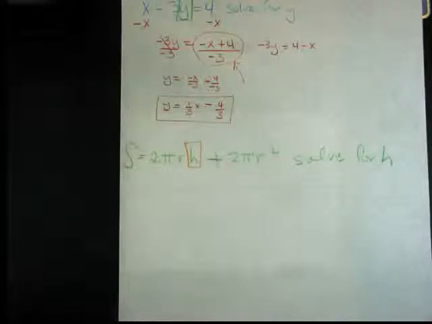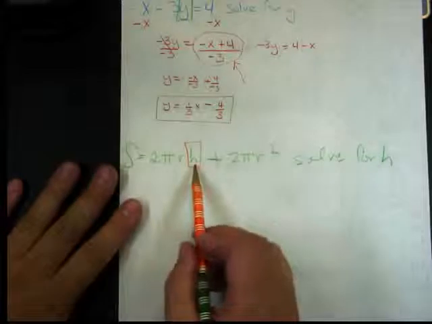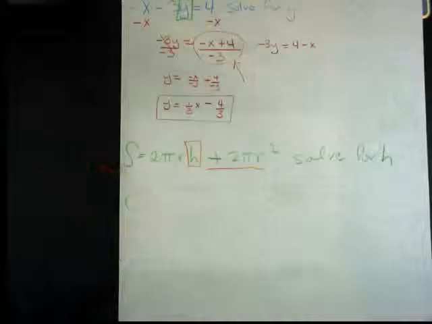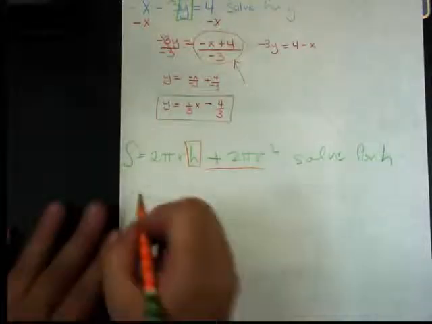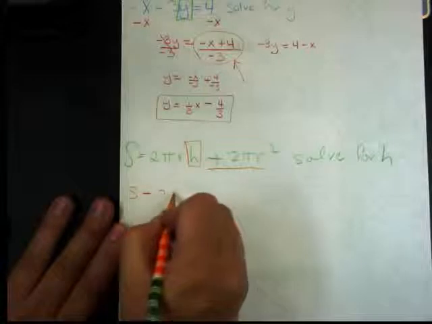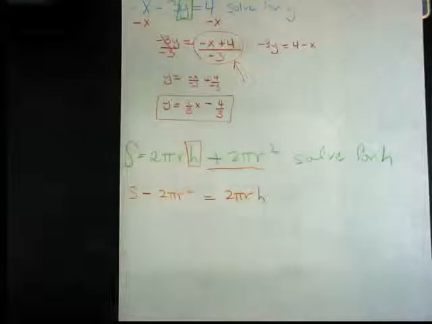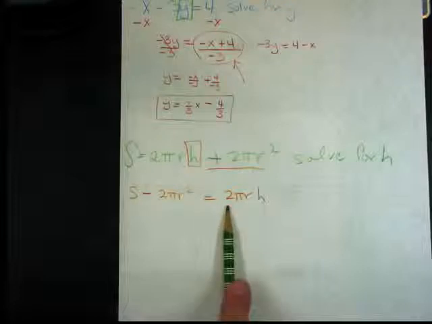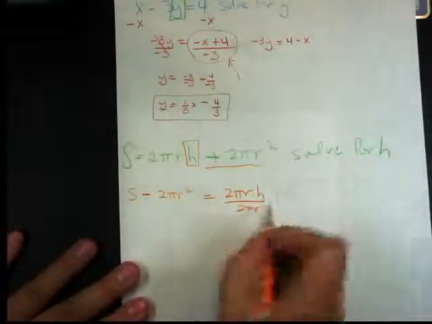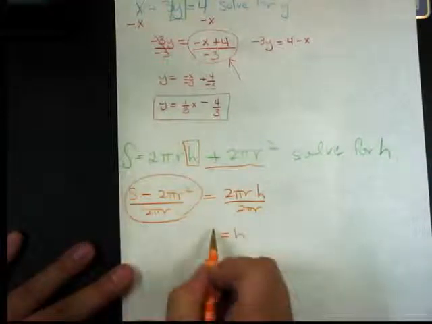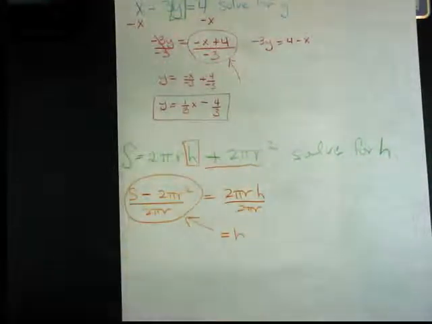So I want to get rid of the things that are added and subtracted to this h. Well, what's added to this h is actually this 2 pi r squared. So that's what we're going to move over. s minus 2 pi r squared, because it was added, so opposite is to subtract. And then since I want h and everything is multiplied to it, opposite is to divide. So h equals this big fraction.